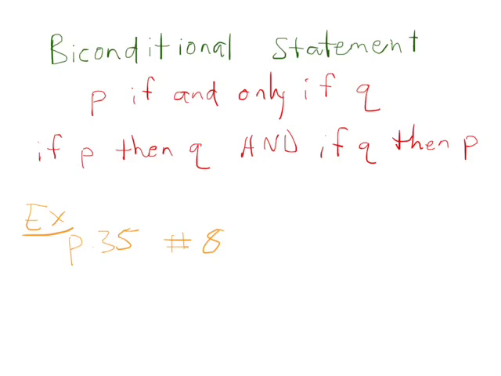And then lastly, we have what's called a biconditional statement. The word bi means two, and so this is a statement that can be written with two parts being true. We write this as P if and only if Q. What this means is if P, then Q, and if Q, then P. So this sounds kind of ambiguous, kind of vague.